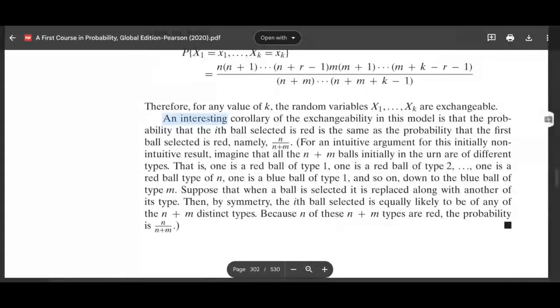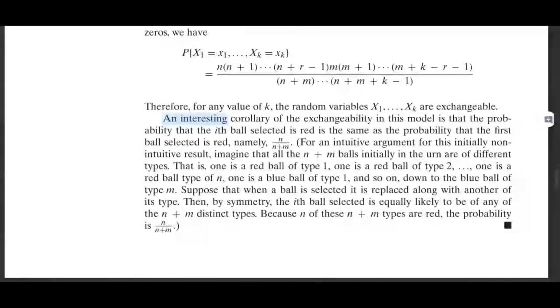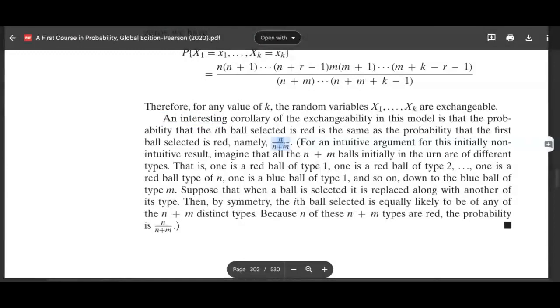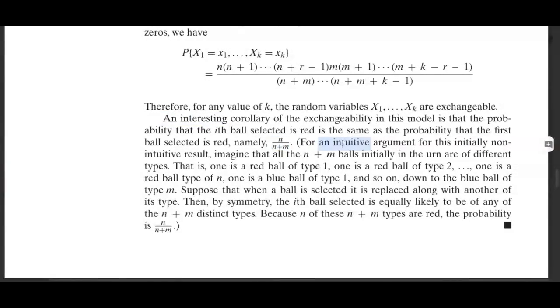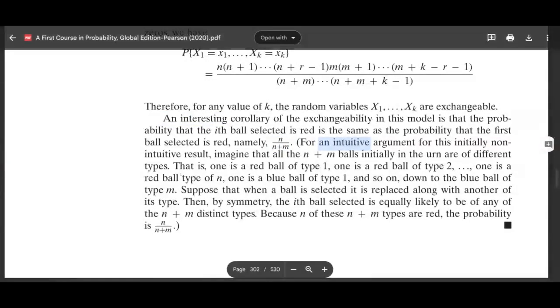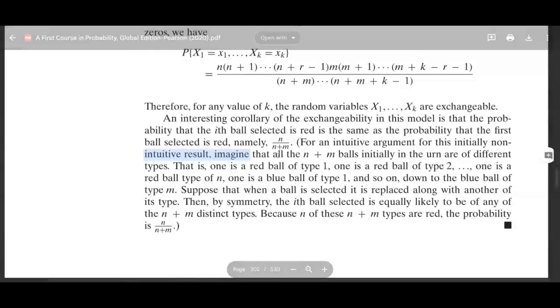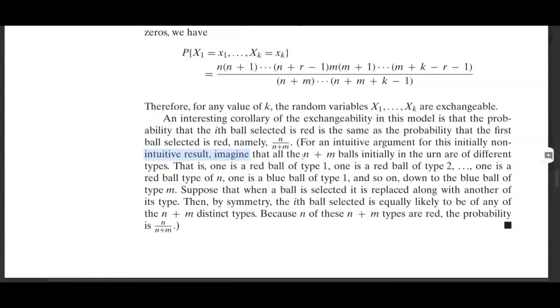Let's see this. The interesting corollary of the exchangeability in this model is that the probability that the ith ball selected is red is the same as the probability that the first ball selected is red, namely n over n plus m. For an intuitive argument for this initially non-intuitive result, imagine that all the n plus m balls initially in the urn are of different types.